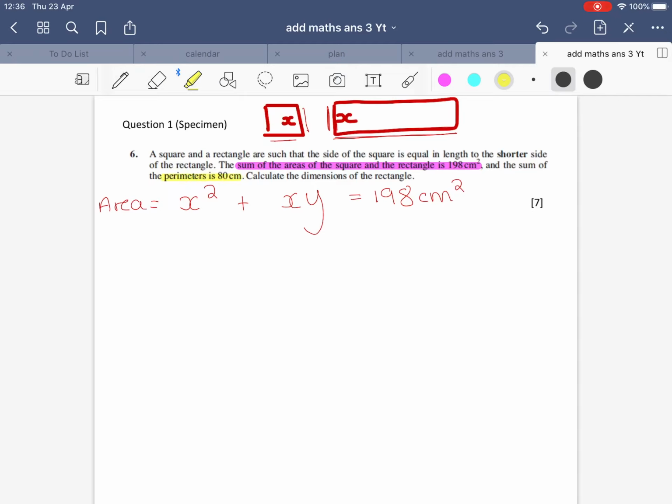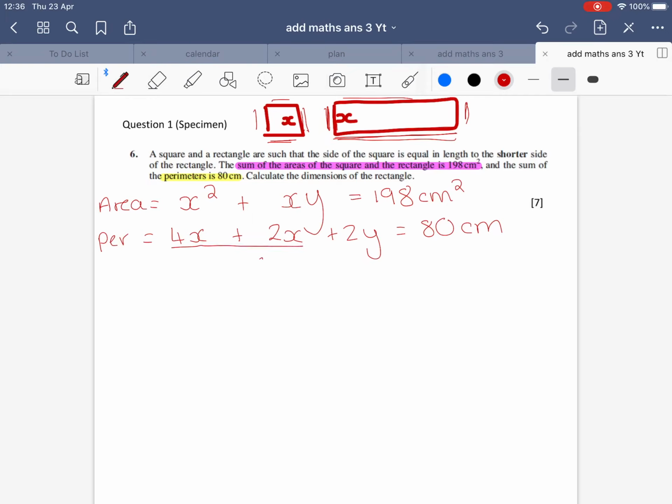Next bit they've said is that the sum of the perimeters is 80 centimeters. So the perimeter of the square would be x, x, x, and x, so 4 lots of x. And the perimeter of our rectangle would be 2 lots of x and 2 lots of y. And that equals 80 centimeters. Now I can simplify this: 4x plus 2x, that's 6x, plus 2y equals 80 centimeters. So I've got 2 equations now.